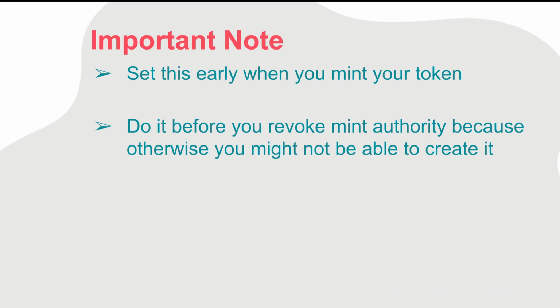Now, of course, set metadata earlier, but if you don't set it earlier, at least before revoking mint authority, because then you might run into real problems because you then won't be able to actually create new metadata. This is the one thing that may not be something you can fix after you've done it. That's why I'm harping on it so that you understand.